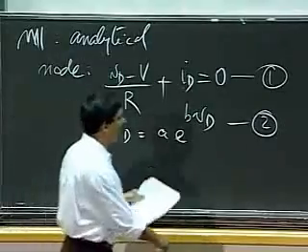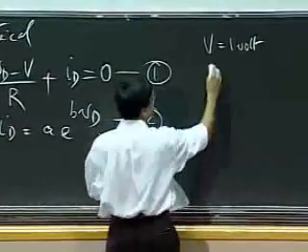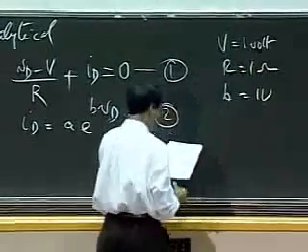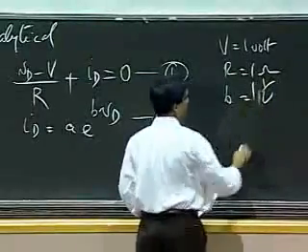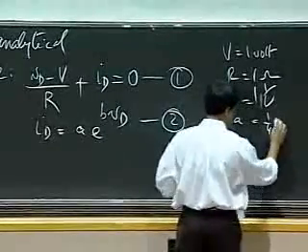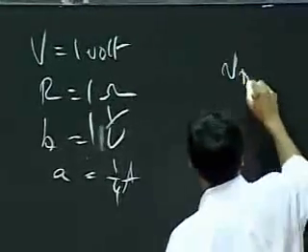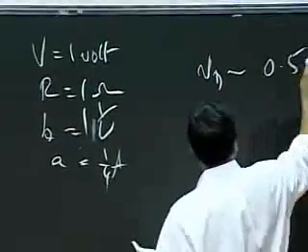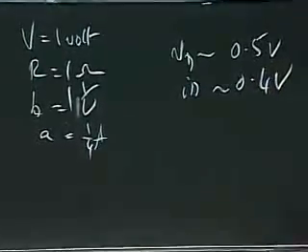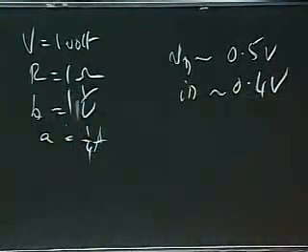In this case, I'll just go ahead and tell you. Suppose I choose V is 1 volt, R is 1 ohm, and B is 1 over volt, and A is 1/4 amps. For those values, approximately VD is roughly 0.5 volts, and ID is roughly 0.4 volts. You can do this using trial and error or other methods.